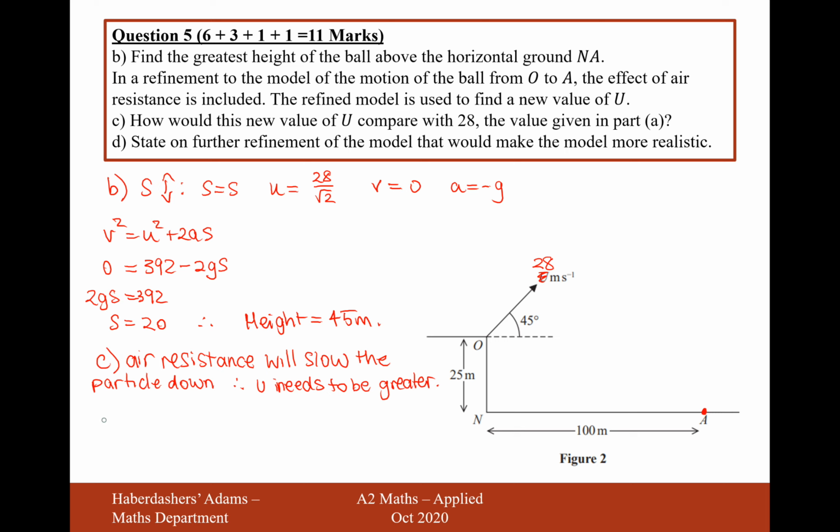And part D is now: state one further refinement of the model that would make the model more realistic. So we've got all sorts of things we could include. We could include the direction of the wind, so that will either increase the speed of 28 or decrease the speed, depending upon the direction of the wind. We could use a more accurate value for g, or we could account for there being spin on the ball as well. So any of those answers, but generally wind direction I think is a good one that will affect the value of u or where it lands. Yeah, so wind direction would be my go for that one.